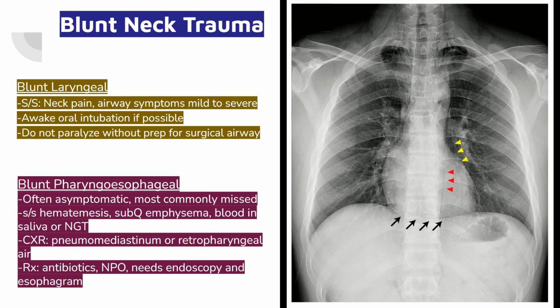Pharyngoesophageal, so a little bit lower. You're going to have often asymptomatic. You may have the subacute emphysema, so-called Hammond's crunch. They may be vomiting blood or coughing up blood. Chest x-ray may show pneumomediastinum, and you want to treat them with antibiotics. And essentially, they are going to need endoscopy and an esophagram to try to figure out where the lesion is.